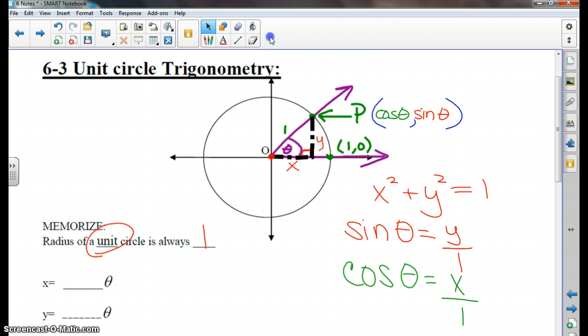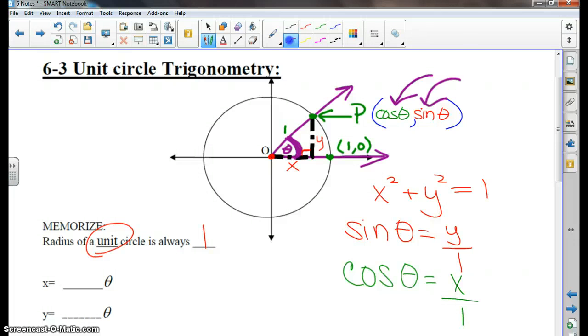In short, what I've just said is if this point P lies on a circle whose radius is 1, then the coordinates of point P are guaranteed to be the cosine of this angle and the sine of this angle. Point P will be a sine and a cosine. The y value is the sine, the x value is the cosine.